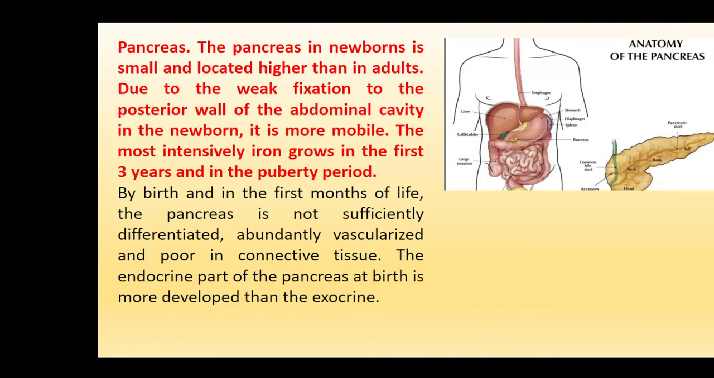By birth and in the first months of life, the pancreas is not sufficiently differentiated, abundantly vascularized, and poor in connective tissue. The endocrine part of the pancreas at birth is more developed than the exocrine.